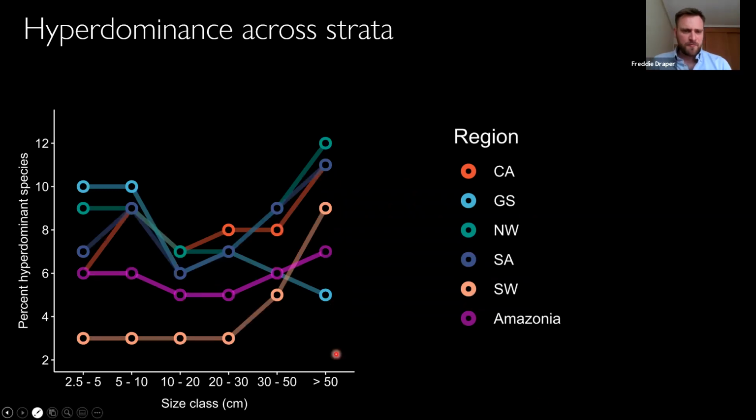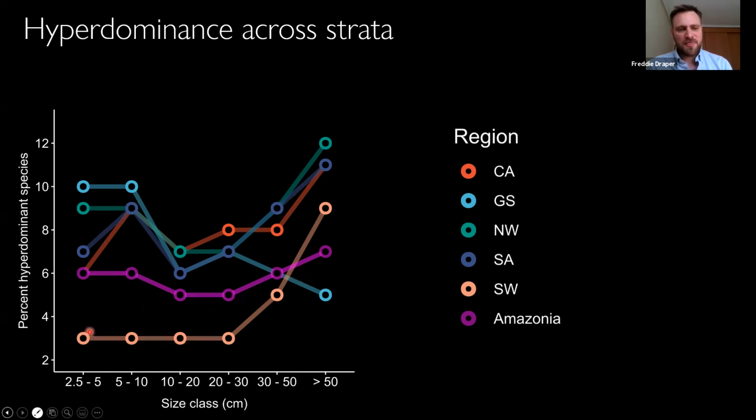Here we have the 6 different size classes on the x-axis, and then we have the proportion of species that you needed to make up 50% of individuals, so the percentage that hyperdominant species accounted for. It's a bit counterintuitive, but the lower this number, the more dominance there is in that forest. Okay, so for example, this is the Southwest Amazon.